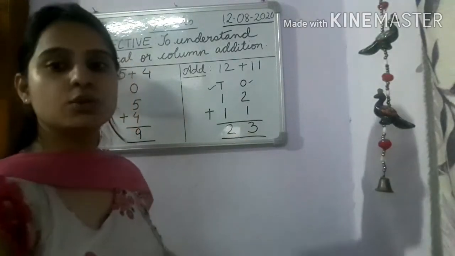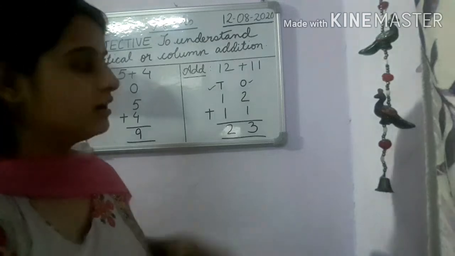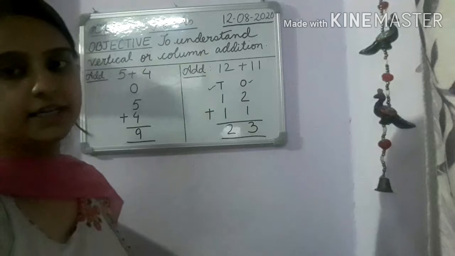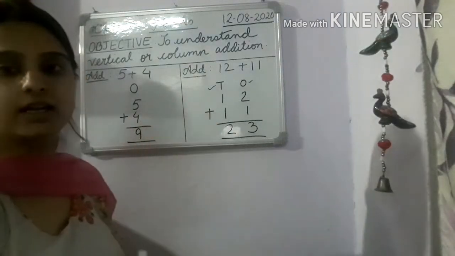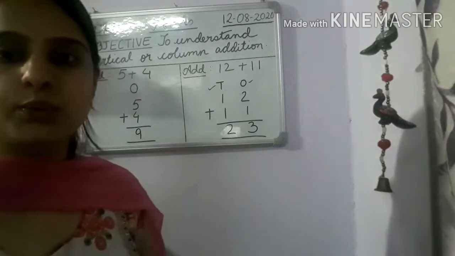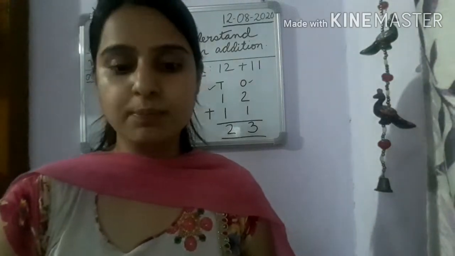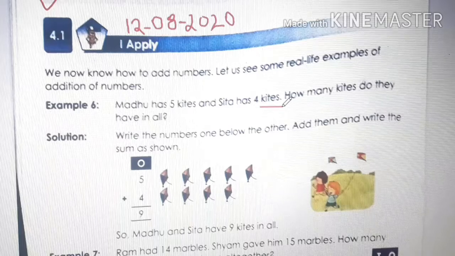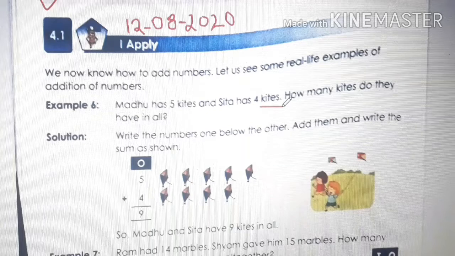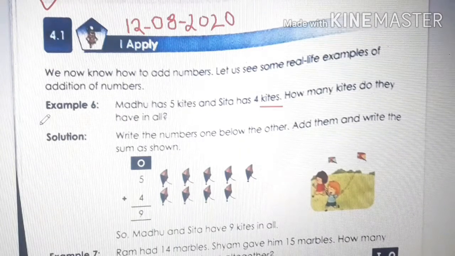This is your 2-digit addition. What is this, children? This is vertical or column addition. This is how we arrange in vertical or column. Is it clear? So let's start with your word problems. Take out page number 50 of your book. Let's understand the examples using vertical addition.